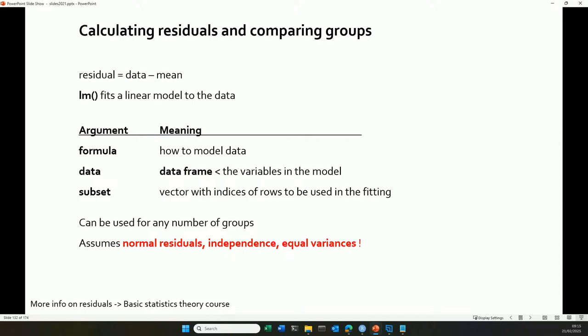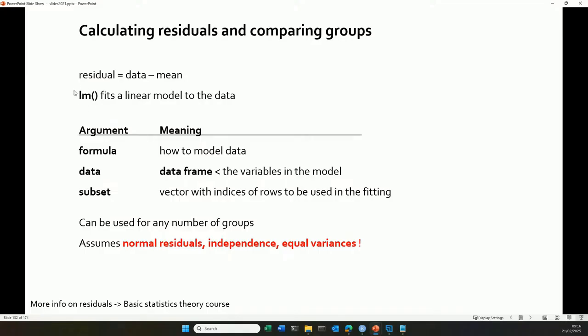LM can be used to perform a t-test. When you give it two groups, it will do a t-test. LM can be used to do a one-way ANOVA, when you have more than two groups. And LM can be used to do a two-way ANOVA. So LM can do a lot of things.